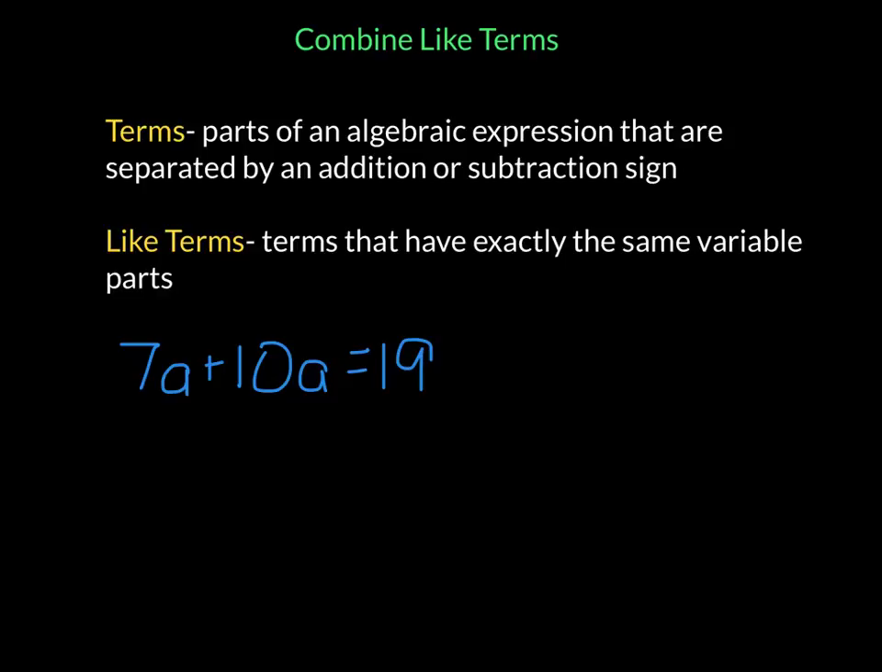So in the equation 7a plus 10a equals 19, this 7a and this 10a have exactly the same variable. Both have an a, so those are like terms. You can combine like terms and then evaluate expressions, and this simplifies your work at the end. So let's take a look at an example.